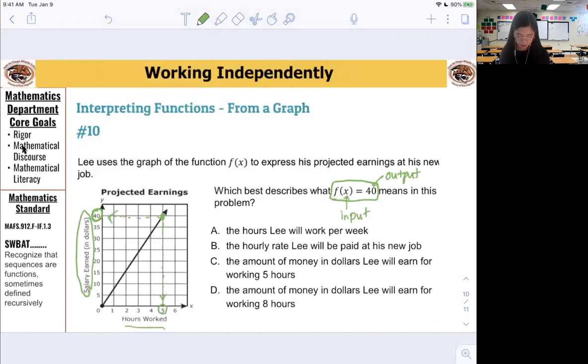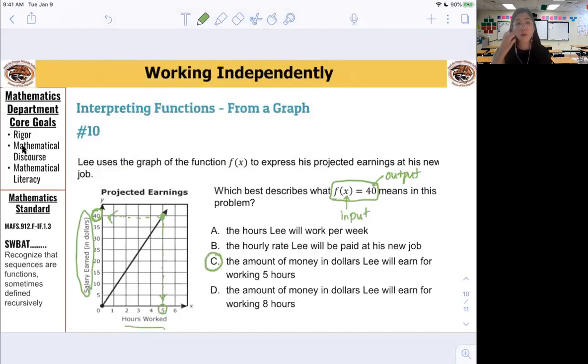So let's look at the answer choices. Does it mean the hours Lee will work per week? No. Is it the hourly rate that he'll be paid? No. Is it the amount of money that he will earn for 5 hours? Bingo. There it is. That's my answer.